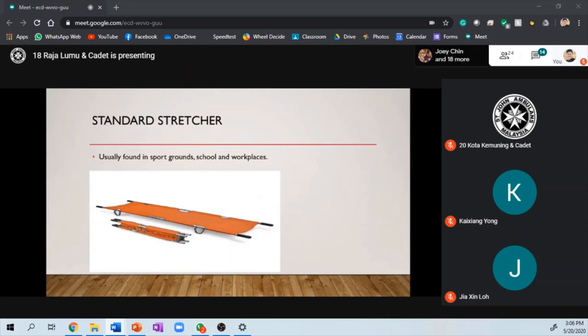So the first one is the standard stretcher, or we can also call it the emergency stretcher. Usually you can find it at a sports ground, like when Hari Sukan or any sport event, and school. So this is an example of the standard stretcher. Maybe your school also has one.